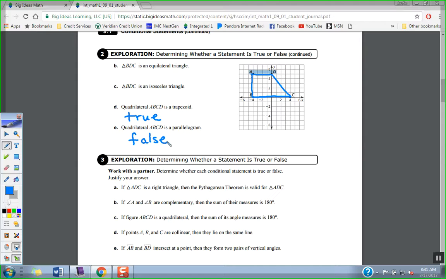What type of shape is it? Trapezoid. Right? Trapezoid.